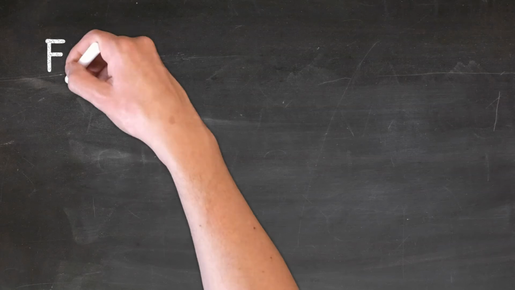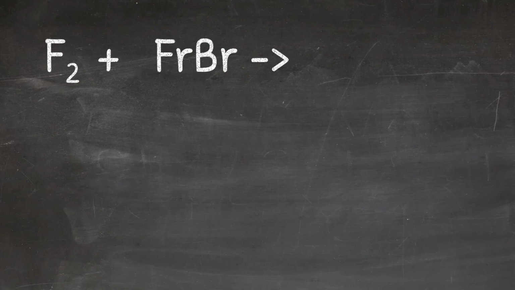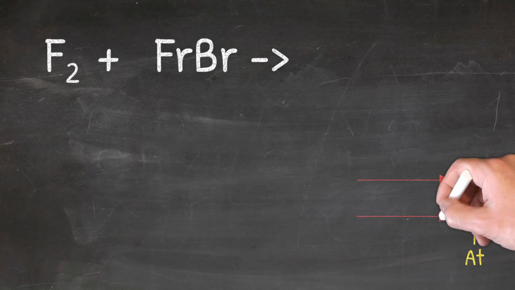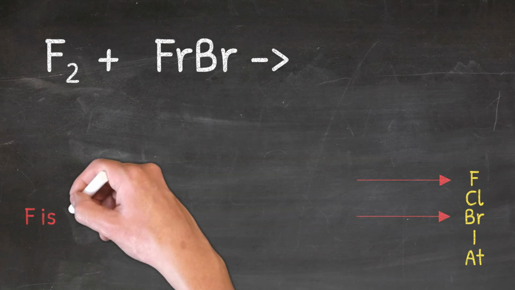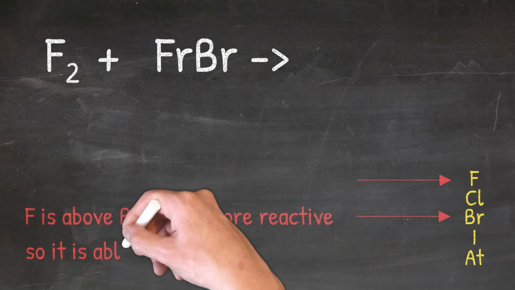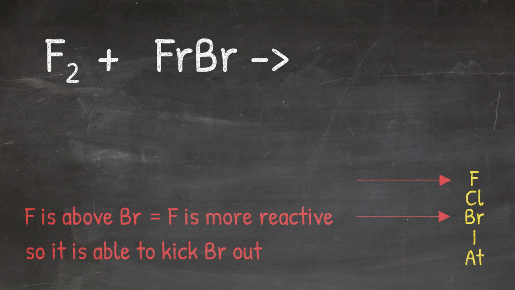In our next example, we're going to look at the reaction when fluorine, or F2, reacts with francium bromide, FrBr. This one is going to be a little bit different than our other examples because now we are starting with a nonmetal or a halogen, fluorine. We need to then compare this to the halogen or the nonmetal in the compound, which is Br. So I'm going to use my activity series for halogens, which I've put over here off to the right. I'm going to compare where is fluorine compared to bromine. In my activity series, I can see that fluorine is above bromine, which means that fluorine is more reactive, so it is able to kick bromine out.